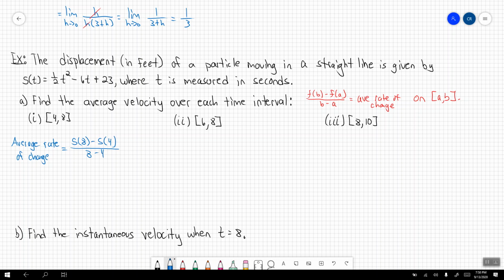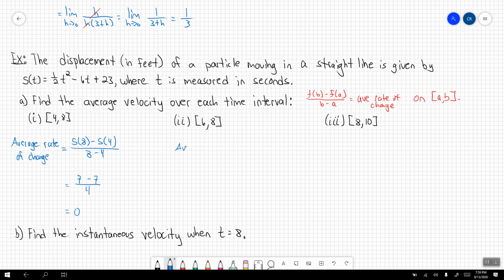Now, making the substitutions, s of 8, if you make the substitution for s of 8, you're going to find that that's going to evaluate to 7. If you make the substitution for s of 4, so make the substitution where t is equal to 4, once again you're going to find that the answer is 7. So you get 7 minus 7 divided by that denominator, 8 minus 4, which is just 4. And in this case, 7 minus 7 is 0, so we just get 0. So the average rate of change, or in this particular case, the average velocity in this time interval is 0.